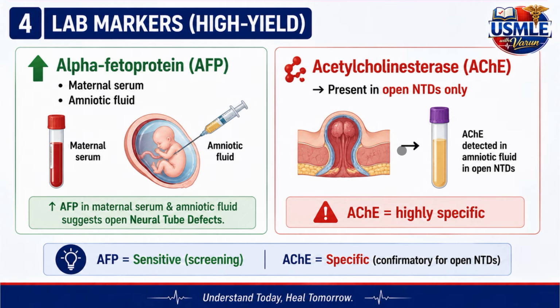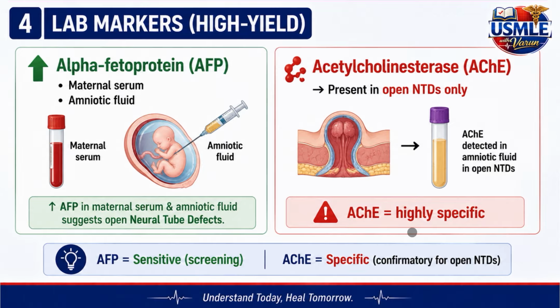So the sensitive marker that we use for neural tube defects is alpha-fetoprotein. It's more sensitive and is used for screening, whereas acetylcholinesterase is highly specific for neural tube defects, and this can be used for confirmatory testing for open neural tube defects. So if acetylcholinesterase is present, it's definitely an open neural tube defect.